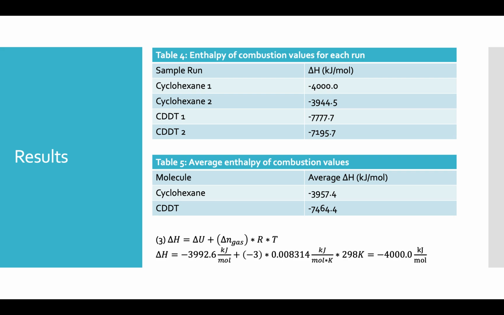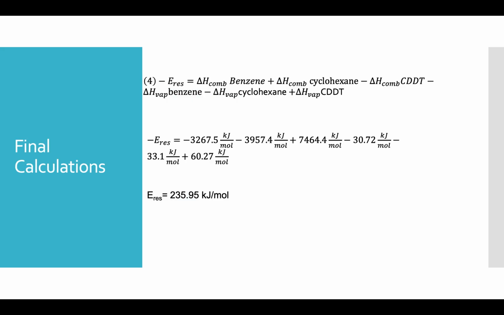Table 4 provides the final enthalpy of combustion values for each run that this lab set out to determine. Those values are averaged to get the results in Table 5. Delta U is converted to delta H using equation 3. A sample calculation for cyclohexane run 1 is provided as well. Equation 4 is the final calculation needed to obtain the resonance energy value for benzene. All of the variables are substituted in to obtain a final value of 234.95 kilojoules per mole for the resonance energy of benzene.